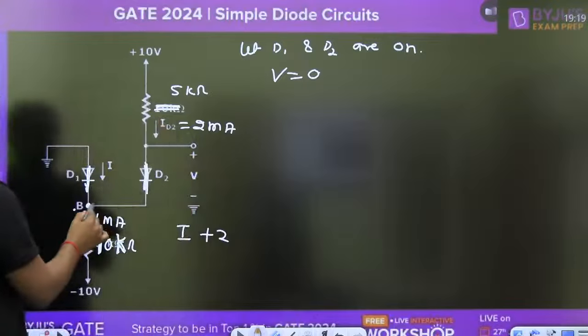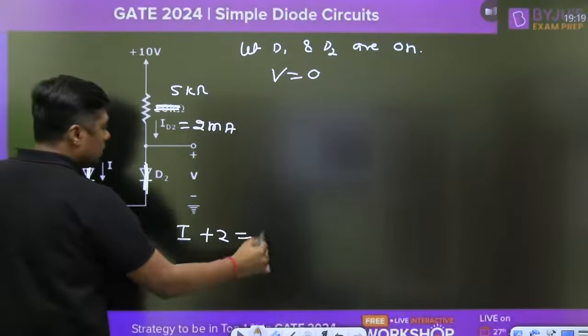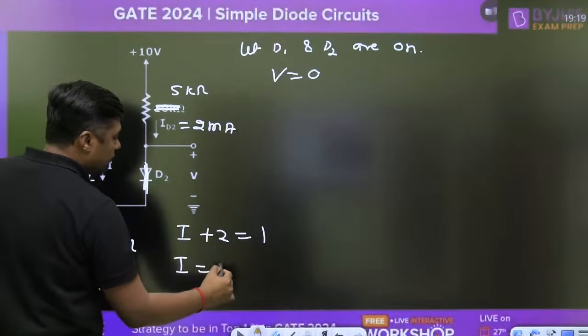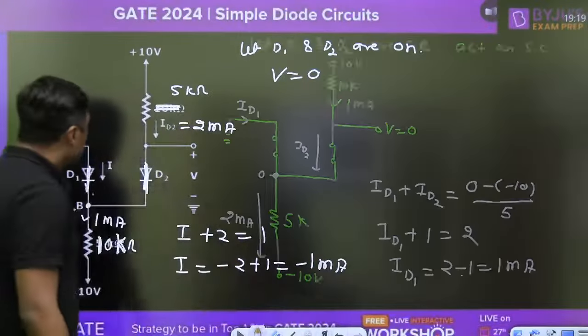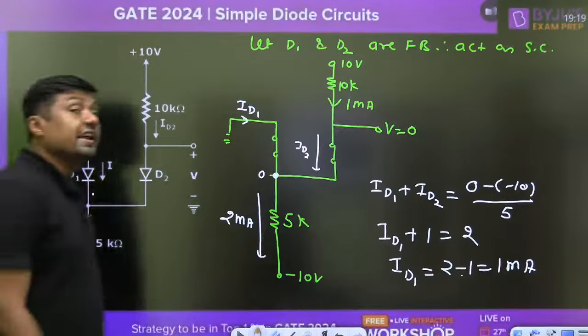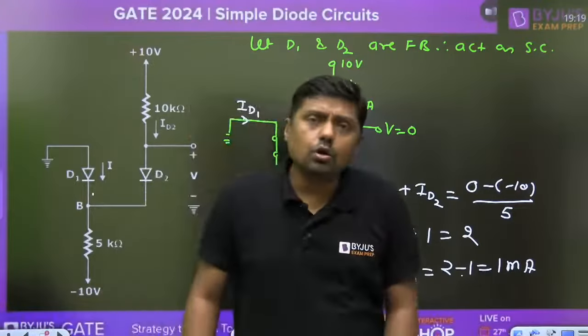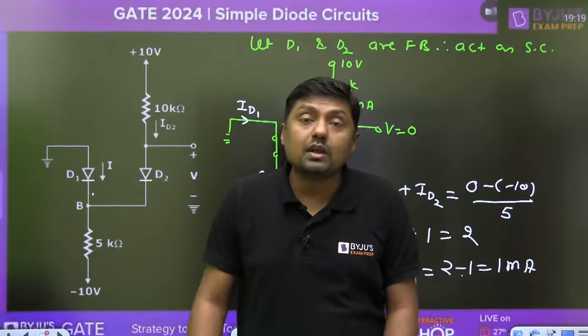I plus 2. And what is the outgoing current? 1. What is the value of I? Minus 2 plus 1, that is minus 1 milliampere. But remember, that diode will not allow negative current. If the diode will not allow negative current, it means our assumption is wrong.